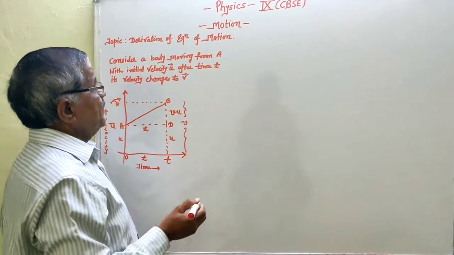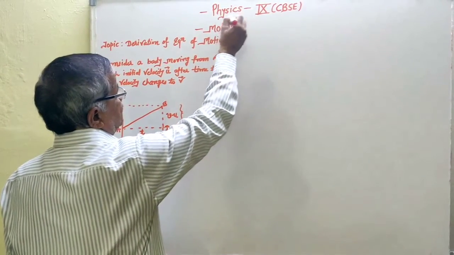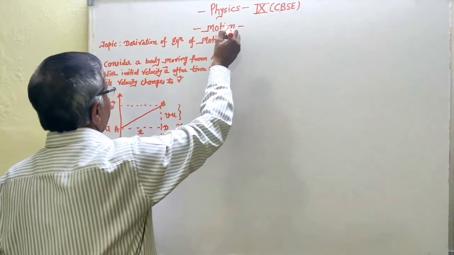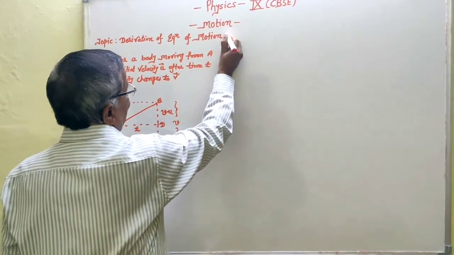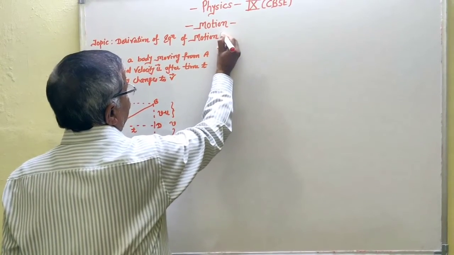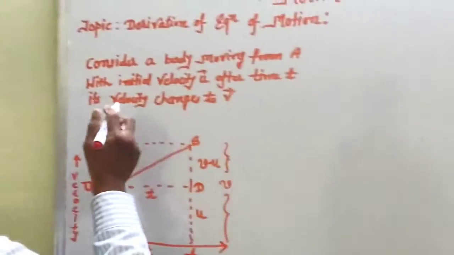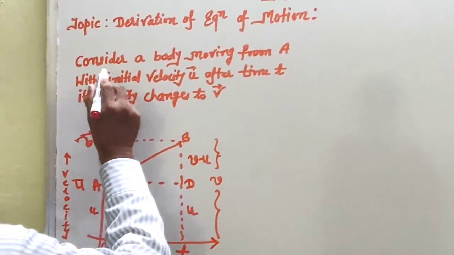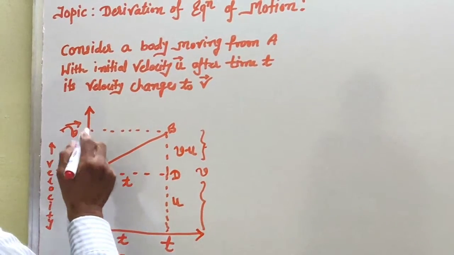Hello students, today we are going to solve the 9th standard CBSE physics motion chapter: derivations of the equations of motion. These are very important for solving problems and also for the derivations asked in the examination. For this you have to write down these three lines, and the graph is compulsory for all three equations.